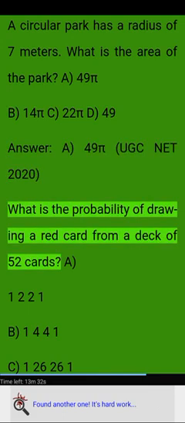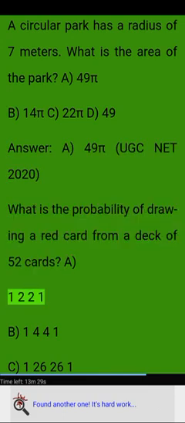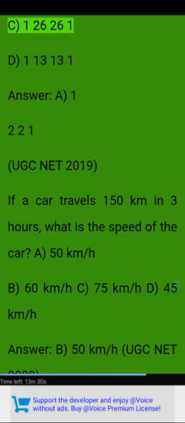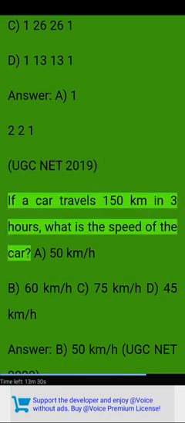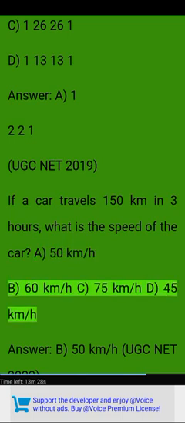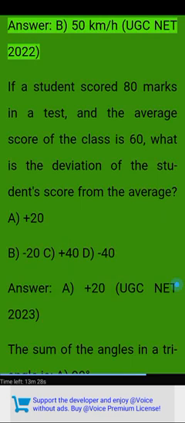What is the probability of drawing a red card from a deck of 52 cards? A. 1/2. B. 1/4. C. 1/26. D. 1/13. Answer: A, 1/2. UGC NET 2019. If a car travels 150 kilometers in 3 hours, what is the speed of the car? A. 50 kilometers per hour. B. 60 kilometers per hour. C. 75 kilometers per hour. D. 45 kilometers per hour. Answer: A, 50 kilometers per hour.